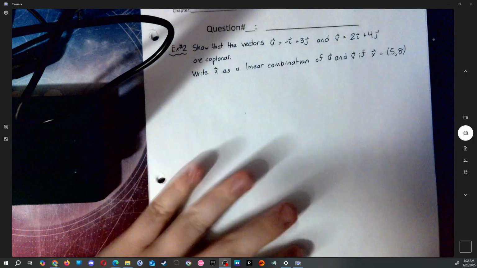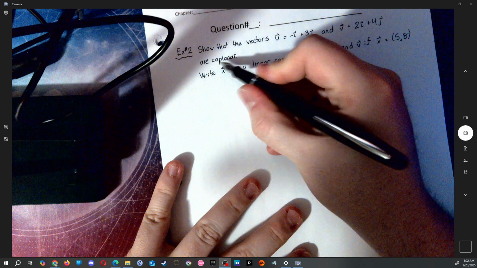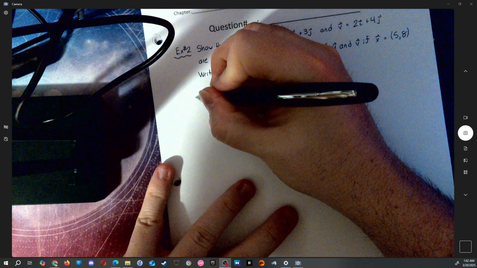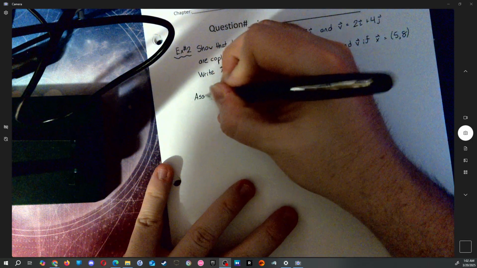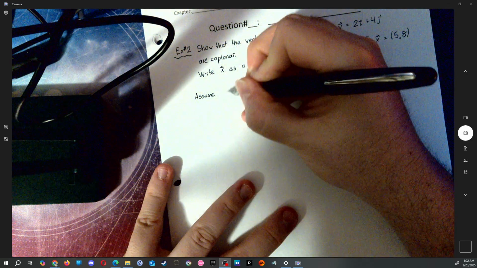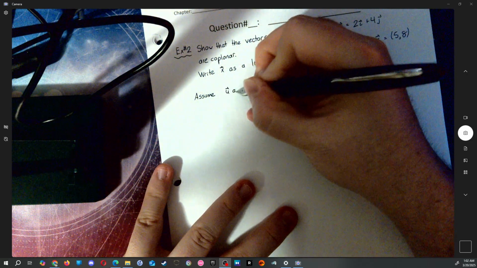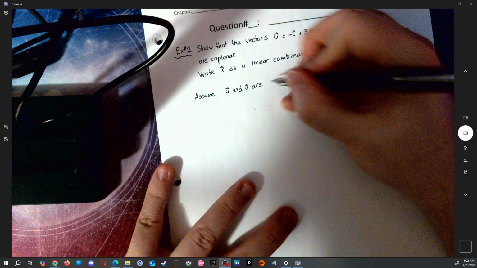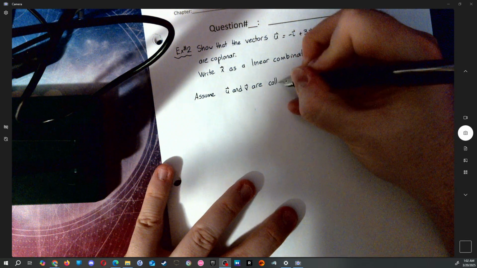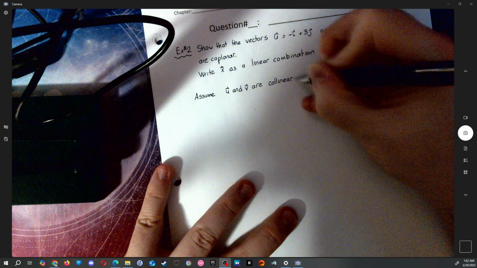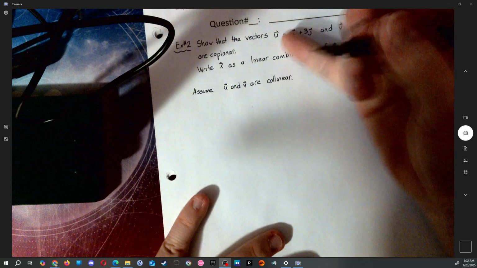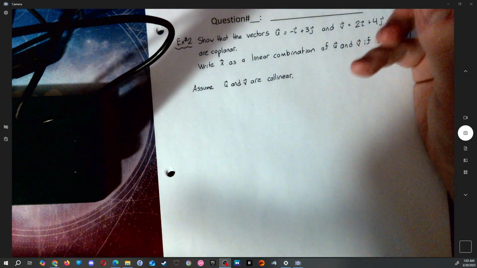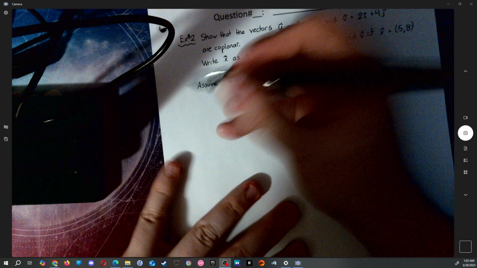Okay, so in order to do this, what we have to do, if they're coplanar, I'm actually going to assume the exact opposite. So I'm going to assume that u and v are collinear instead of coplanar. Because then if I can prove that they're collinear, then I obviously know that they're not coplanar, or vice versa. If this proof fails, then I've proven that they are coplanar. So that's what I'm going to do.